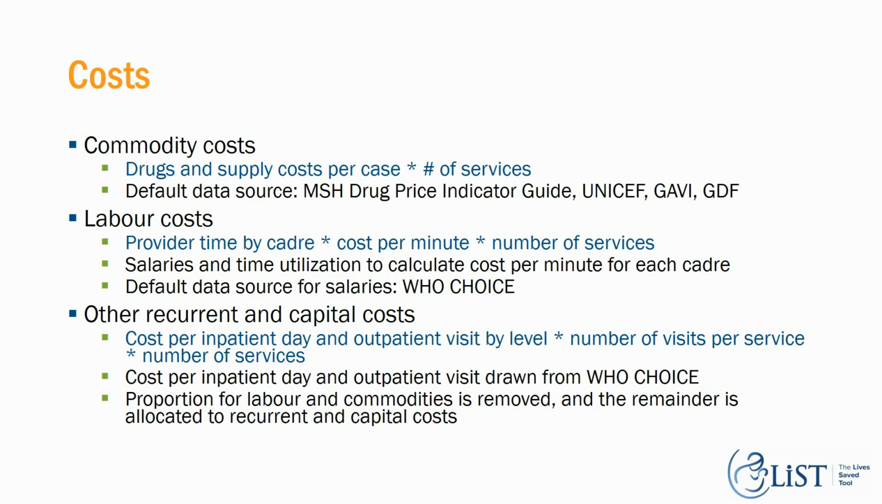And in this case, we've removed the labor and the commodities, which we already have higher up on this screen. We remove that out, and then that remainder is allocated just to recurrent and capital costs. An important thing to point out here, I've presented all of the default data sources, but for this, as in most things in LiST, if you, the user, have more recent data or more precise data or data that you would prefer to use for whatever reason, all of these are editable. So you can go into the software and enter your own data and use that to make your calculations.